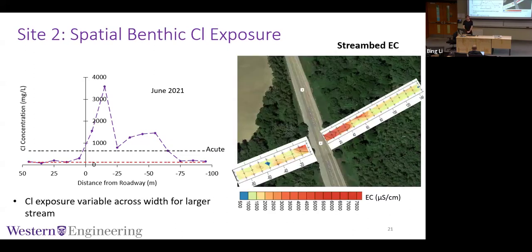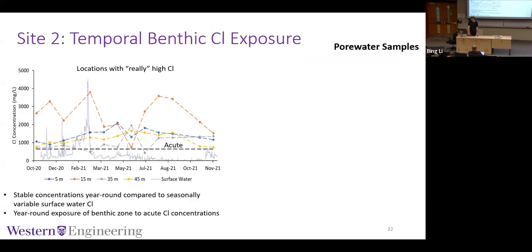And then looking at the EC across it, once again, you can see where you get these high chloride zones. They're generally across the entire width of the stream. However, once you get past 40, it kind of skews just to the one side. But for the most part, chloride is discharging across the entire width of the stream.